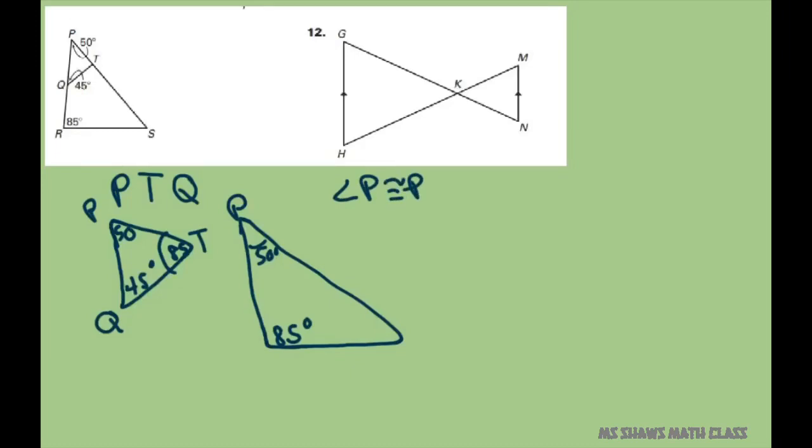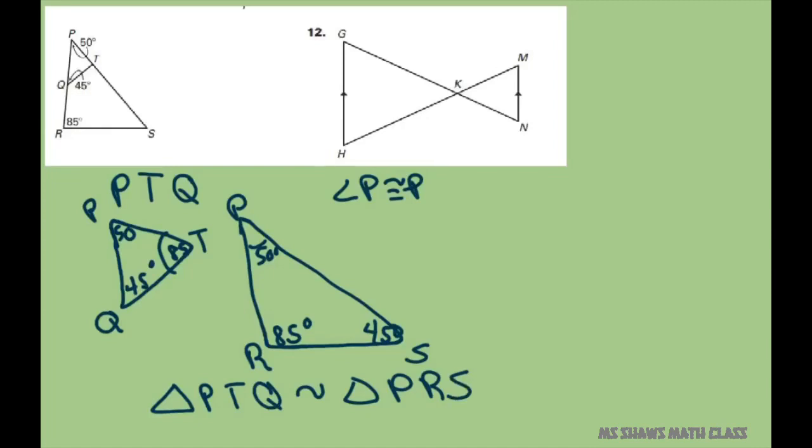because angle P is congruent to angle P. And Q is congruent with angle S, because this has to be 45. And angle T is congruent to angle R. So the way you're going to write it is triangle PTQ is similar to triangle P, and then T goes with R, and then you have your S. So you match up the angles when you're writing this down, the congruent angles.